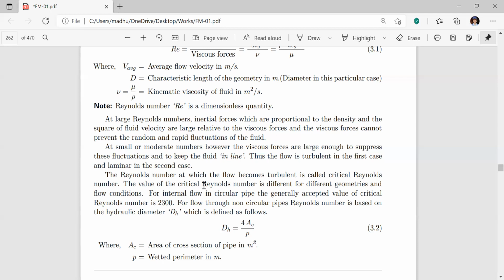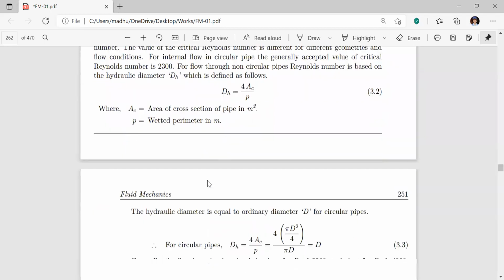And the hydraulic diameter and Reynolds number, which is based on this diameter for non-circular pipes, is DH equal to 4 AC by P, where AC is the area of cross section of the pipe in meter square and P is the wetted perimeter in meter.